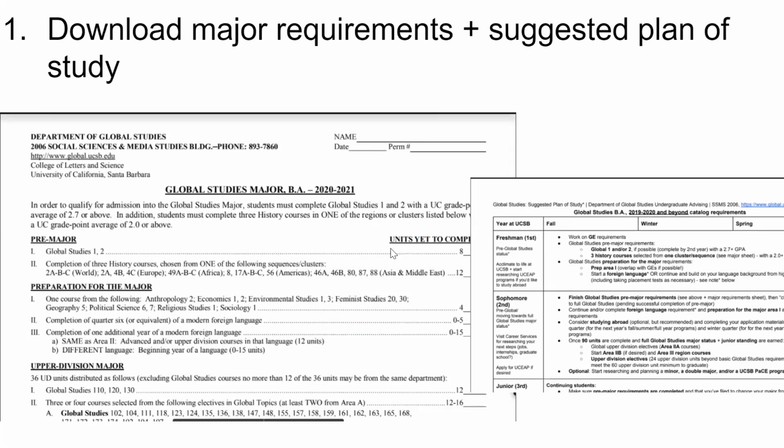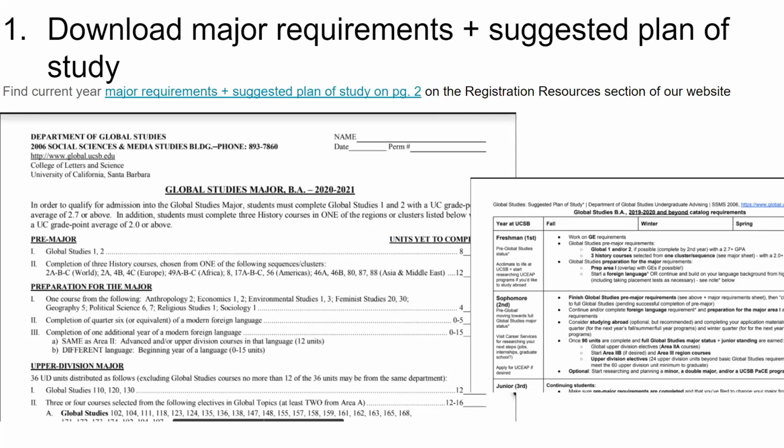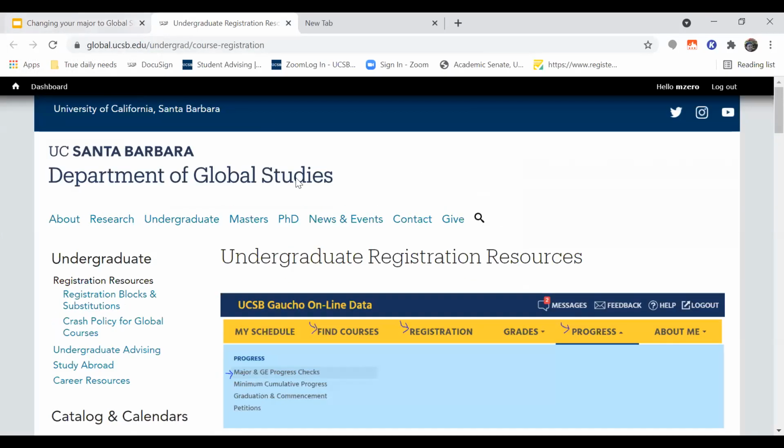Okay, so a quick glance at the major sheet. The first thing you are going to want to do if you're thinking about joining the major would be to download a copy of the major requirement sheet and the suggested plan of study. Both of these documents are essentially available as one double-page PDF, or double-sided if you're picking it up in person in the office. You're going to look for the current year major requirements and suggested plan of study that will be on page 2 of this document.